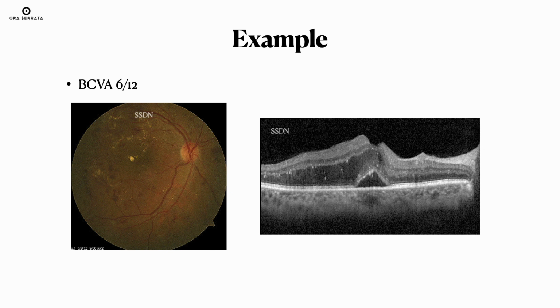So let us look at another case example. In this case, we can see that there is a center involving diabetic macular edema with a BCVA of 6/12. And in this case, we have the same center involving diabetic macular edema. However, in this case, the BCVA is 6/24. So how do we decide which injection we should go ahead with when we have so many options?